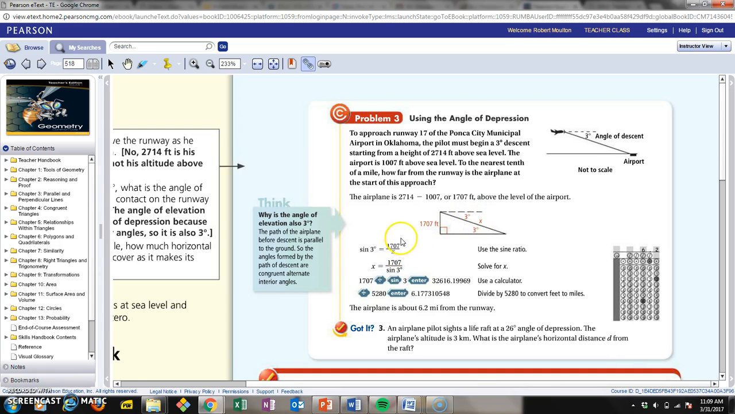We multiply x to the other side and divide by sine of 3, so it switches, and we get 1707 divided by sine of 3, which is 32,616 feet. Then we want to divide that number, because it wants our final answer in miles. So we will divide by 5,280, which is how many feet are in a mile, and get 6.177 miles, or to make it easy, 6.2 miles.